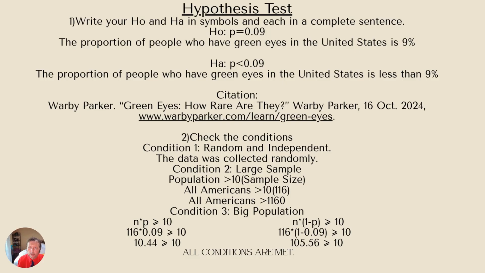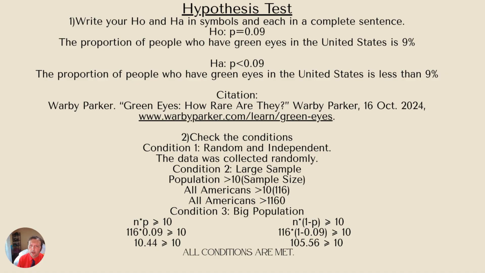My hypothesis test. My H0 was p equals 0.09. The proportion of people who have green eyes in the United States is 9%. My HA was p is less than 0.09, which I'm proposing that the proportion of people who have green eyes in the United States is less than 9%. My citation comes from Warby Parker. Green eyes, how rare are they? Which was an article they produced on October 16th, 2024.